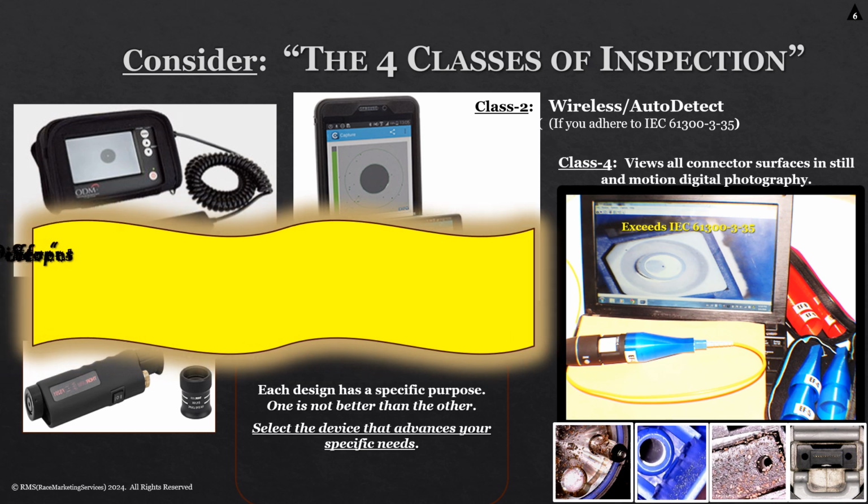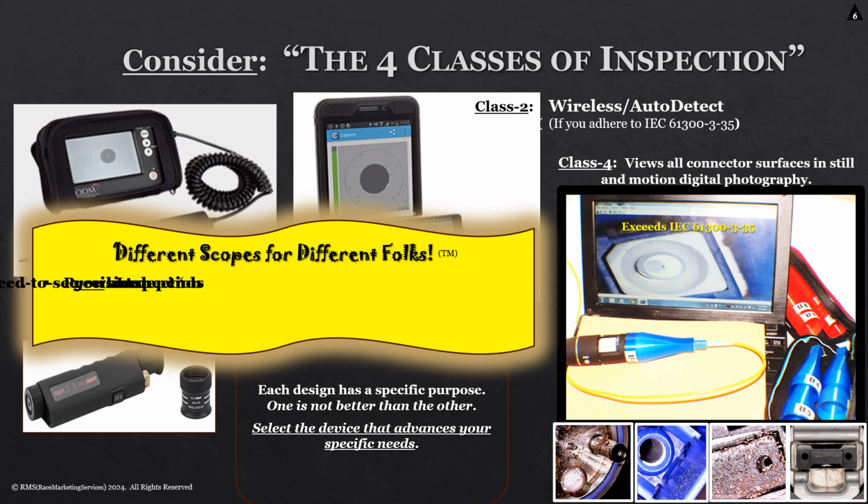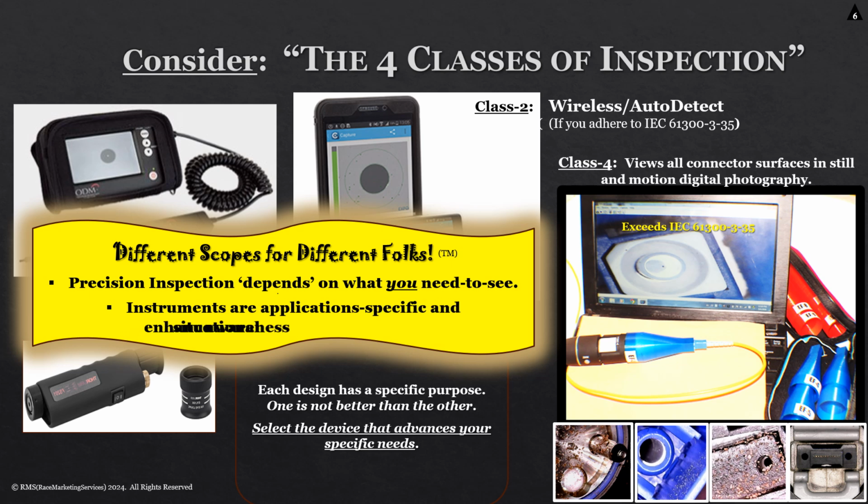So, to coin a phrase, it's different scopes for different folks. If you want to follow IEC, there are some wonderful scopes available for you. If you're doing basic cleaning and inspection, there are also some spectacular Class 1 scopes. If you're doing jumper QC, your Class 3 might be the best choice. If you want to do R&D, if you want to train, if you want to expand the way we consider the connector into 3 dimensions, then they're Class 4. Select the one that works the best for you.